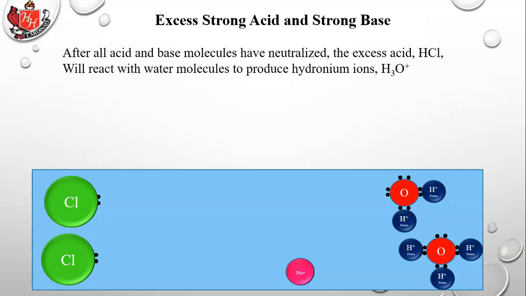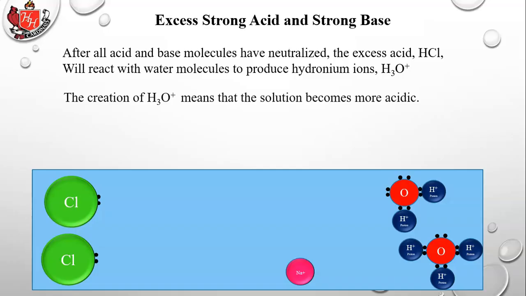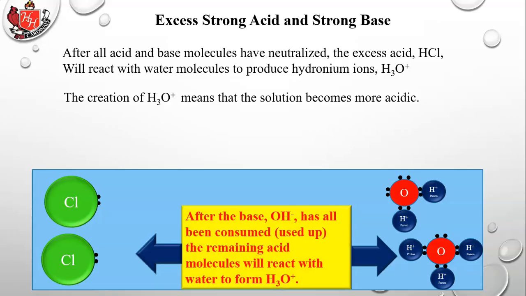After all acid and base molecules have neutralized, the excess acid HCl will react with water molecules to produce hydronium ions. So any more HCl molecules we throw into that solution are going to totally dissociate. The proton's going to go to the water molecules that are in that solution. The creation of H3O plus means the solution becomes more acidic. So after the base OH minus has all been consumed, used up by taking protons from hydrochloric acid, the remaining acid molecules, HCl, will react with the water to form hydronium ions, H3O plus.